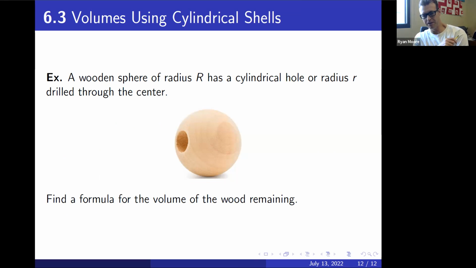Imagine a wooden sphere. We'll say it has a radius of capital R. But then we're going to drill a hole through the center of it. So a cylindrical hole of radius little r drilled through the middle. Kind of cool image there. Can we find a formula for the volume of the wood that is remaining? Yes, we can, using cylindrical shells.